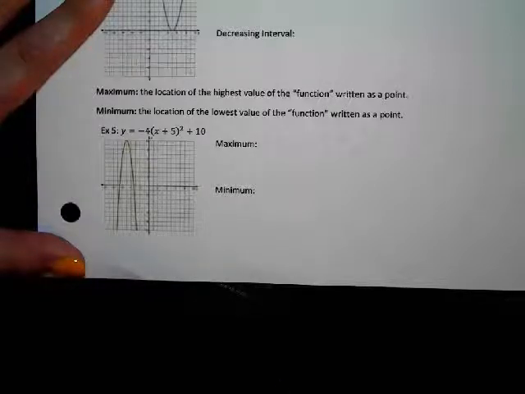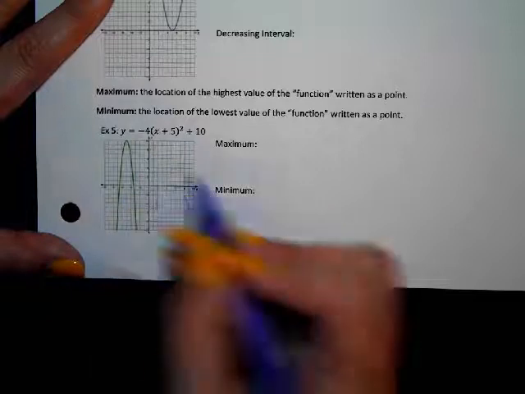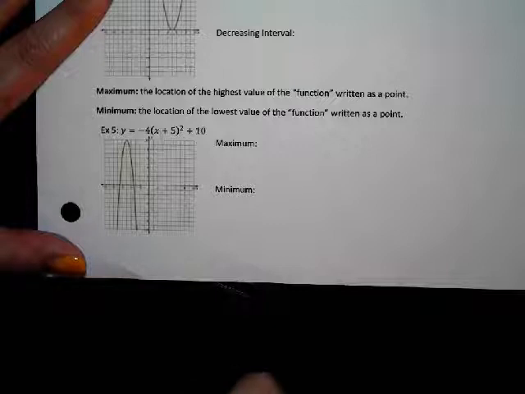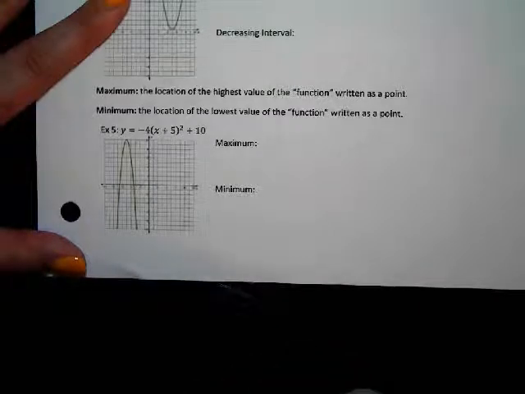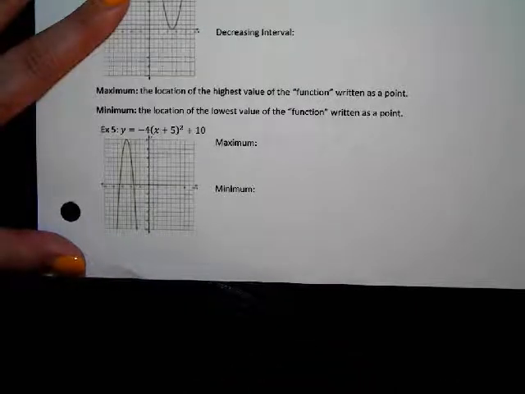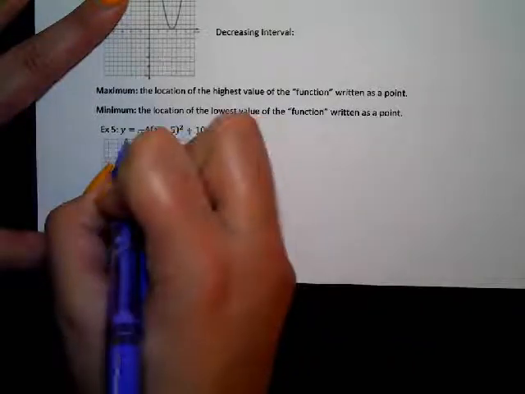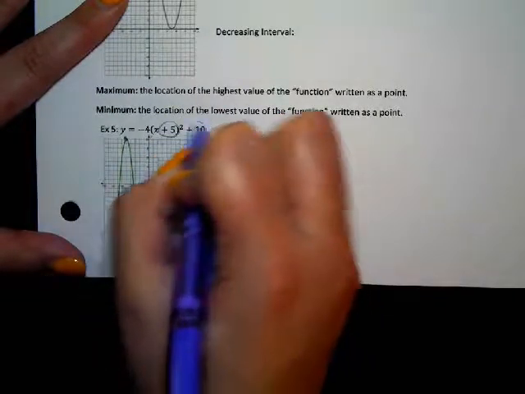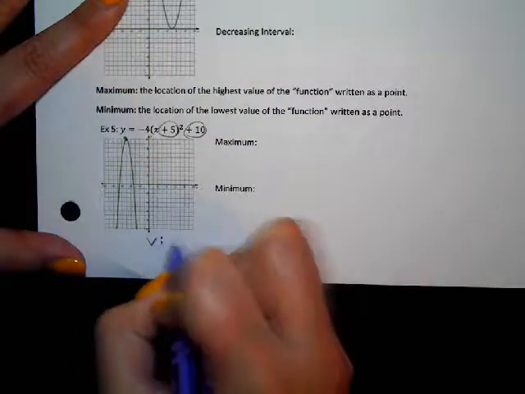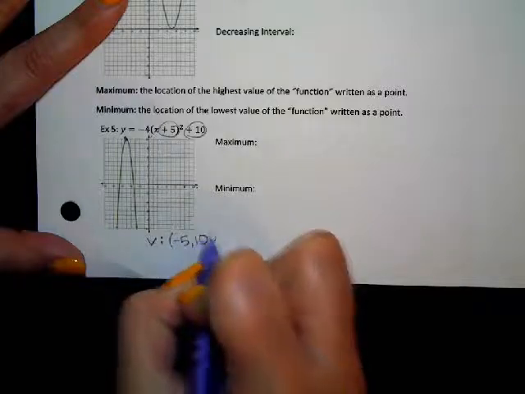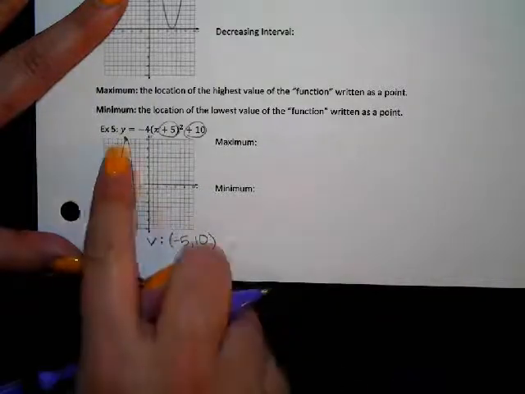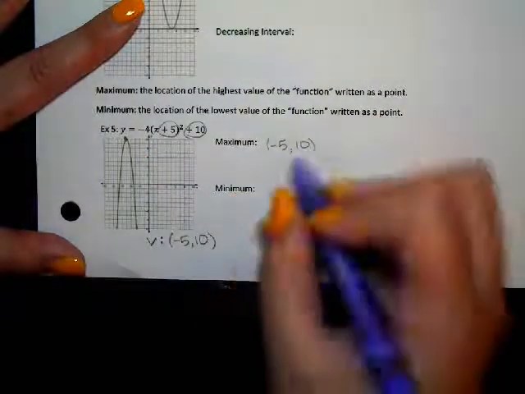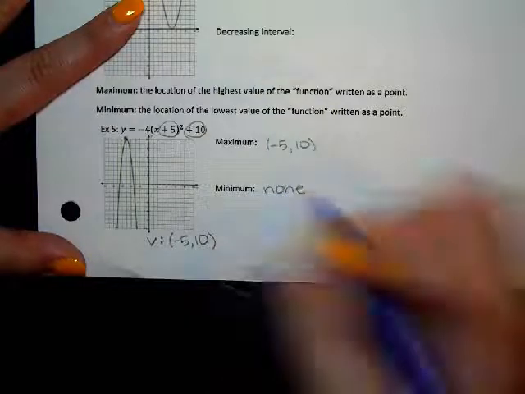So if we look at this, we already know from previous lessons how to find the maximum, how to find the minimum. We know from the absolute value graph that it's going to be the vertex, right? So I can see from this that my vertex is this point. And from the equation, I can see that that's going to be -5, +10. So my vertex is -5, +10. Based off the picture, I can see that that's a maximum. -5, +10. And for minimum, I'm going to say none. So that's pretty easy. I can see that already.